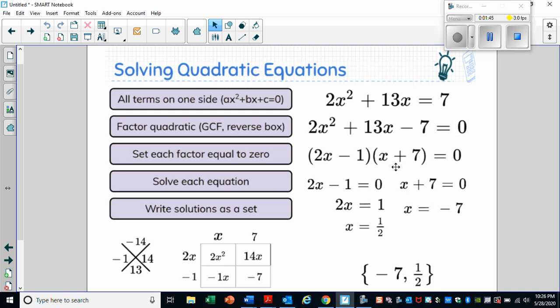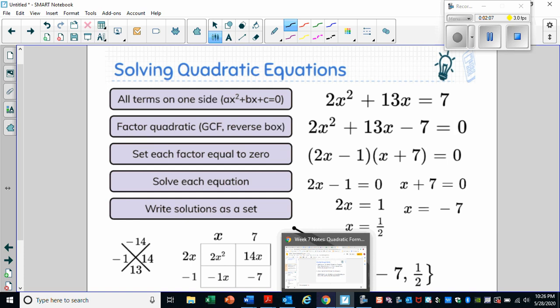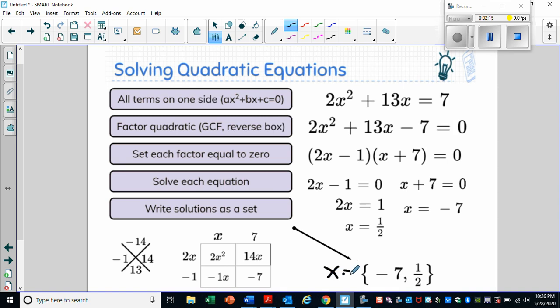Similarly, x plus 7 equals 0. Solve for x, subtract 7 on both sides, x is -7. And voila, here are your solutions as a set. Usually you would include the x equals part, so x equals -7 and positive 1/2.